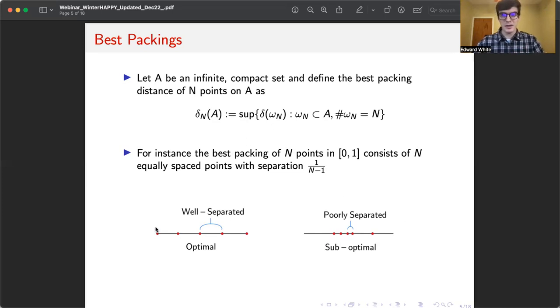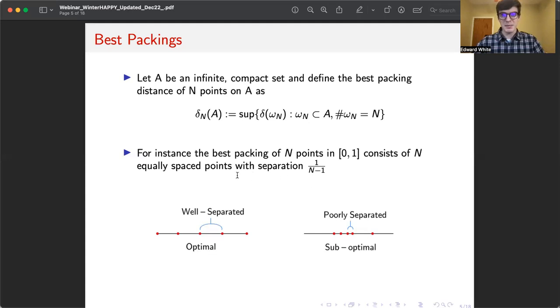Here we have another example to illustrate this point. Down here, I have a closed unit interval from 0 to 1, and this will be my set A over which I'm packing. For these two examples, we'll take our n points to be 5. So we're packing 5 points into this unit interval.